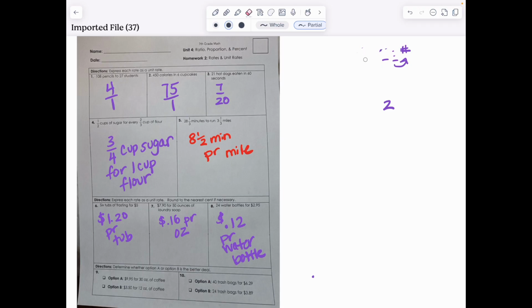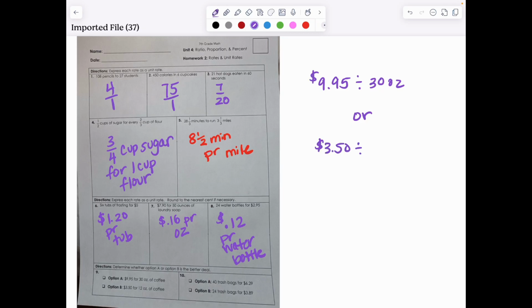All right, so now this one is what I was talking about before with my Coke Zero. They want you to figure out which one is the better deal. So you've got $9.95 divided by 30 ounces, or $3.50 divided by 12 ounces. I'm just going to put this in the calculator. $9.95 divided by 30 gives you 0.331, so that would round to 33 cents per ounce. Then we have $3.50 divided by 12, which is 0.291, which is 0.29. So option B is the better price.